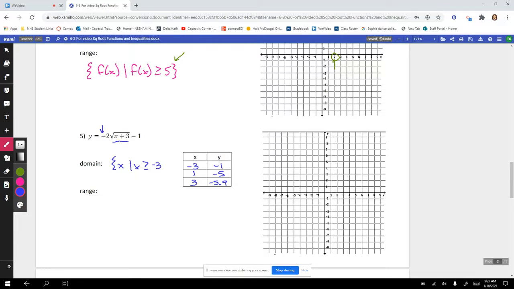So I have -3, -1 is going to be here. 1, -5 goes here. And then 3, -5.9 is going to be somewhere in here, right? And then I'll draw my graph. There's my starting point there. Now, because I have that negative sign up front of my 2, I am now below the x-axis. So my range is going to be y such that y is less than or equal to -1. So here is my starting point, but instead of going above and doing an arc this way, that negative sign, when I fill in my values, is making it go below the x-axis.